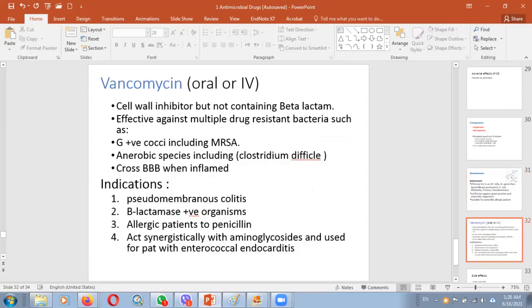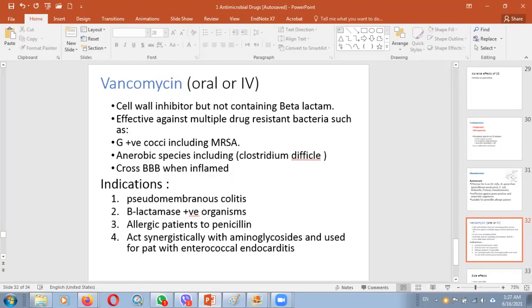Vancomycin can be given IV or orally. It's a cell wall inhibitor but not containing beta-lactam. It's effective against multiple drug-resistant bacteria such as gram-positive cocci, including MRSA, anaerobic species including Clostridium difficile, and can cross blood-brain barrier when inflamed. Indications: pseudomembranous colitis, beta-lactamase positive organisms, and allergic patients to penicillin, and acts synergistically with aminoglycosides and used for patients with enterococcal endocarditis.